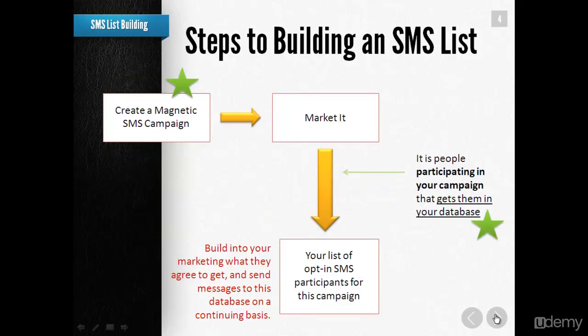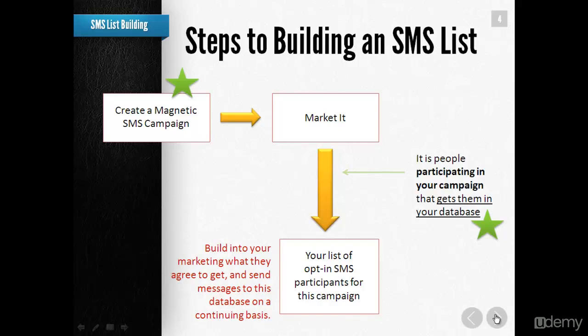So here's how we do this. This is what it looks like. These are the steps to building an SMS list, a text message list. First, you need to create a magnetic SMS campaign, and we're going to talk about how to do that in this class here, how to create the enticement, the thing that will make people want to participate in your campaign. Then you need to market the campaign. That's in a whole other session. We'll be talking about marketing as a whole separate subject. And then it is when people participate in your campaign that they actually become part of your database.